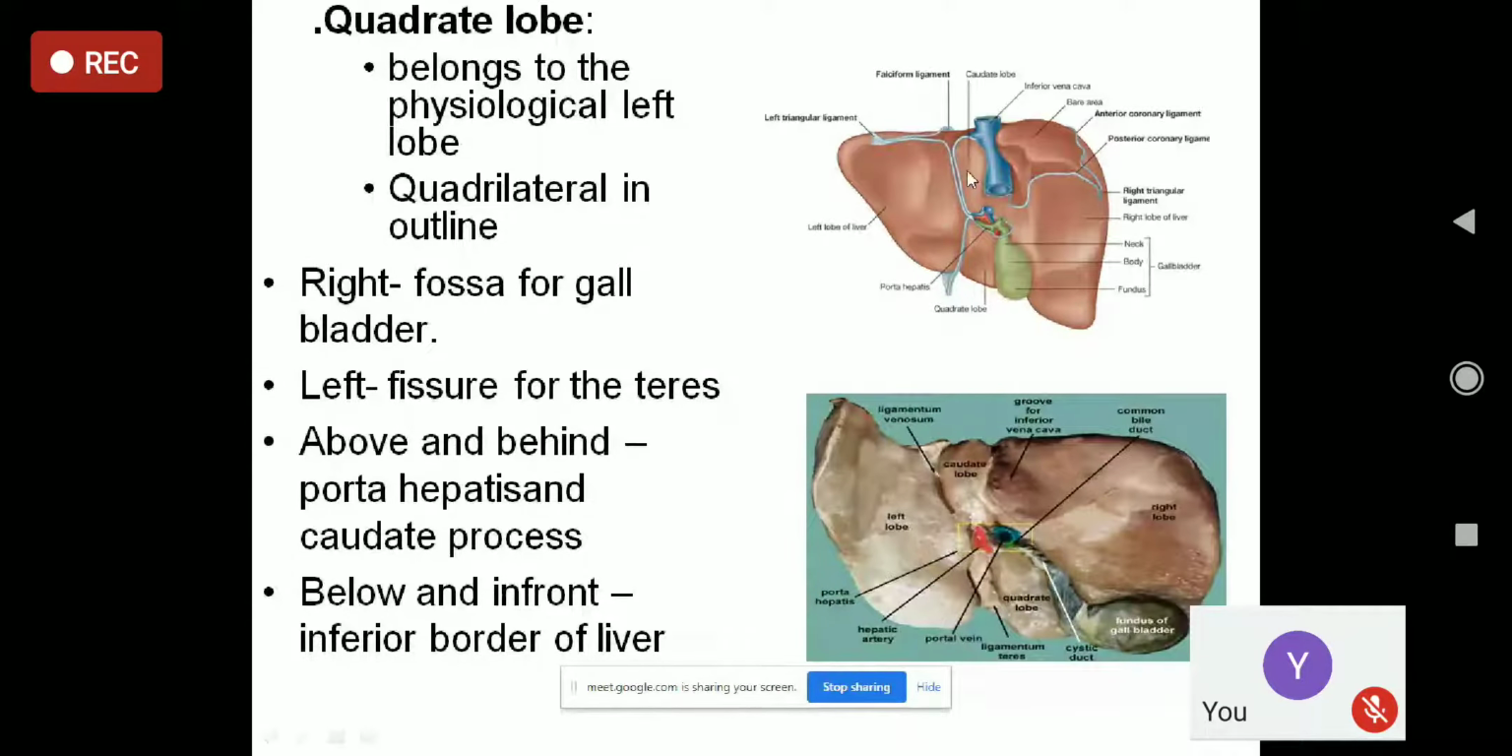I'll repeat these two lobes again. Talking about the caudate lobe: right side, inferior vena cava; left side, fissure for the ligamentum venosum. Talking about the quadrate lobe: right side, fossa for the gallbladder; left side, fissure for the ligamentum teres. Superiorly for the caudate lobe is the posterior superior border and below is the porta hepatis. But for the quadrate lobe, above is the porta hepatis and below is the inferior border. Most probably you understand these two lobes and their boundaries. Yes or no? Hello? Yes, ma'am. Are you clear? If not, I'll repeat.